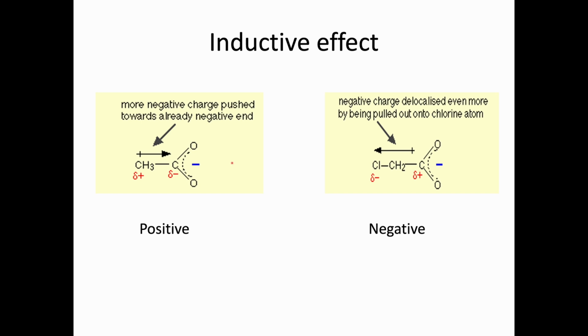Under negative inductive effect, you're looking at electron withdrawing groups. So they're doing the opposite, whereby they are pulling electron density away from the attached atoms towards itself.